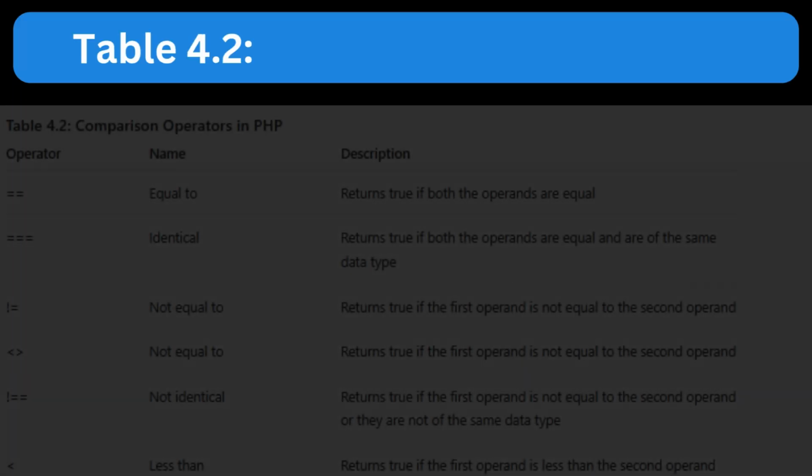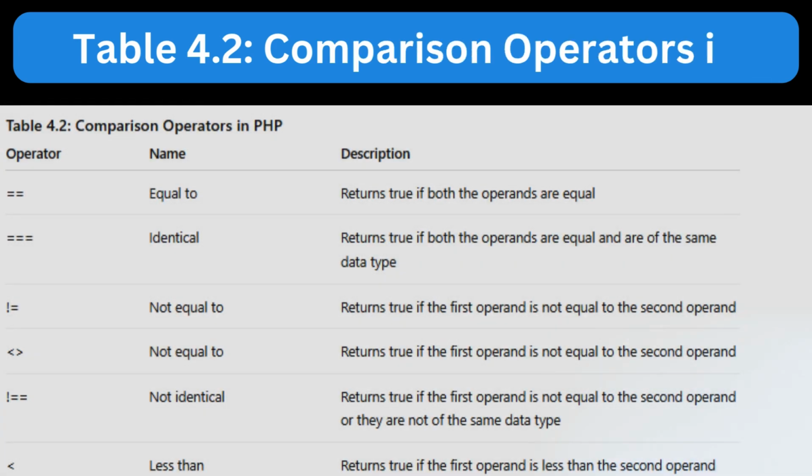Now that we've introduced the concept of comparison operators, let's take a closer look at Table 4.2, which lists the various comparison operators available in PHP, along with their meanings. These operators allow your program to compare values and return either true or false, making them essential for conditions, loops, and decision-making logic. The first operator in the table is ==, known as the equal to operator. This operator checks whether the values of two operands are the same. If both values match, it returns true. For example, comparing 10 with 10 would return true, but 10 with 20 would return false.